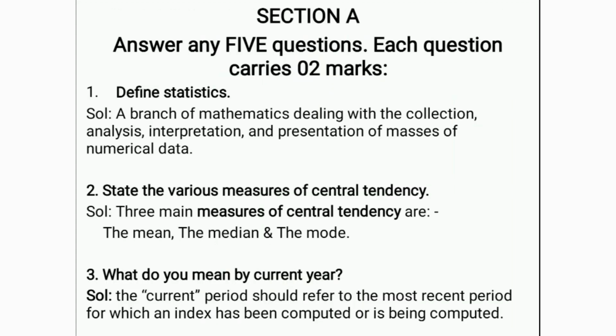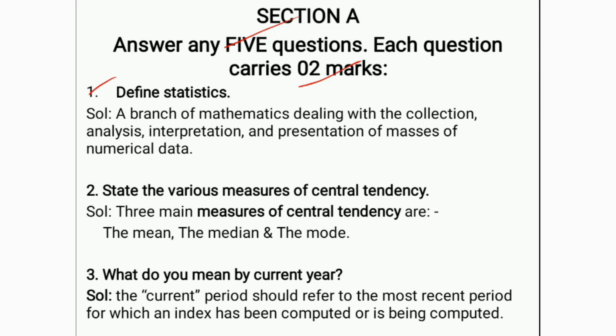Section A consists of 7 questions, out of which a student needs to answer 5 questions. Each question carries 2 marks. Usually these 2 marks questions will be theoretical questions. So we'll move forward with this part soon. The first question is, define statistics.